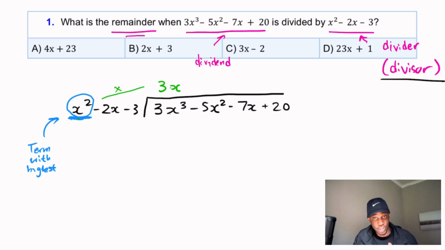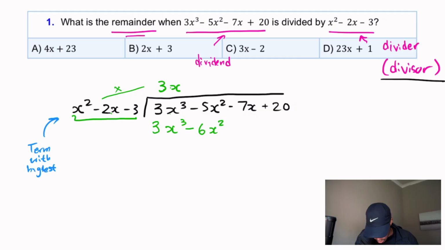But not just the x squared, actually. 3x times this entire expression. Because just like we do in long division, we normally multiply that, and then we end up subtracting it from the actual dividend. So let me just remove this so that it's a lot more clear to see. 3x times this entire expression. So that's going to be 3x cubed, and then 3x times negative 2x is going to be negative 6x squared, and then 3x times negative 3 is going to be negative 9x.